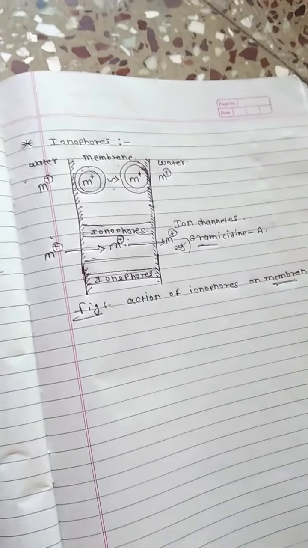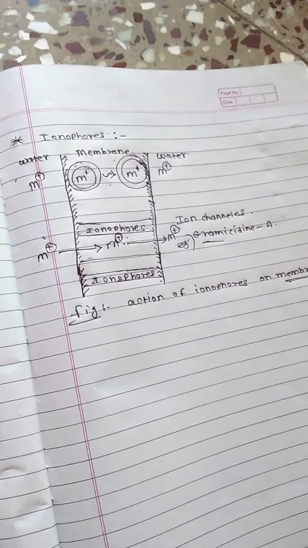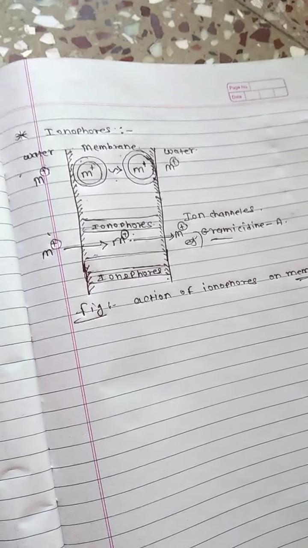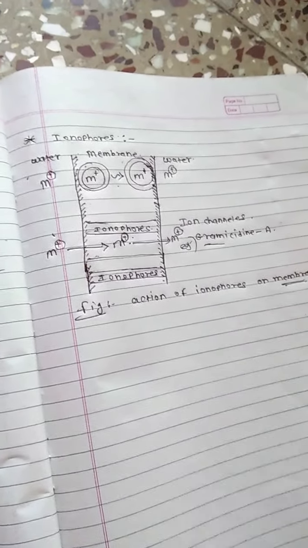They are capable of binding and carrying specific cations through the biological membrane. They differ from the uncoupler in that they promote the transport of cations other than protons through the membrane. Other than proton means only metal ions can be transferred from one layer to another layer.